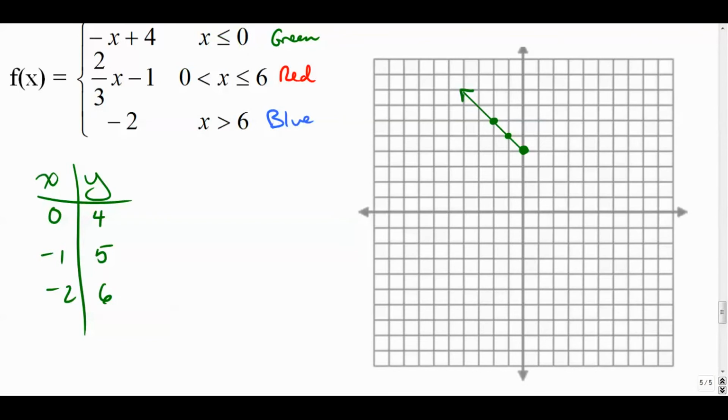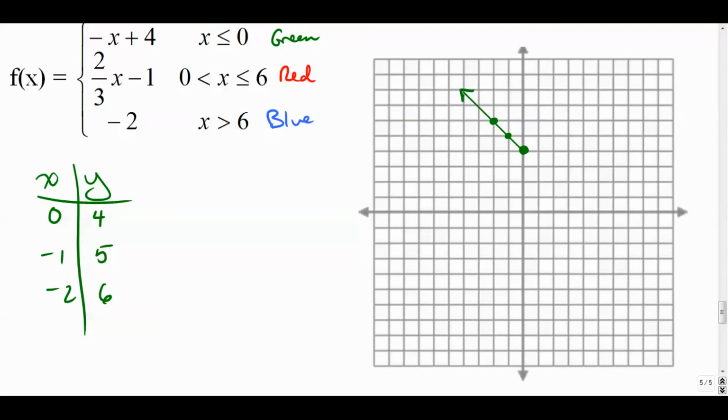Alright, my next section here, the red section, is defined from 0 to 6. The way I think about this sometimes if I'm confused is I kind of black out one side. I say, alright, x is less than or equal to 6, and x has to be bigger than 0. So it's visually in between 0 and 6, and that's mathematically what it means too.